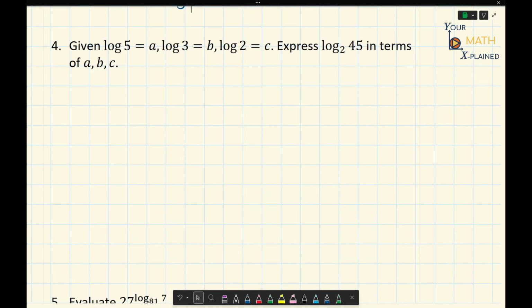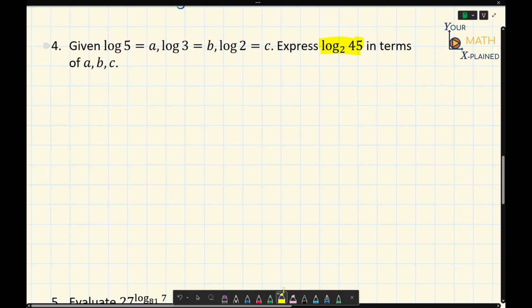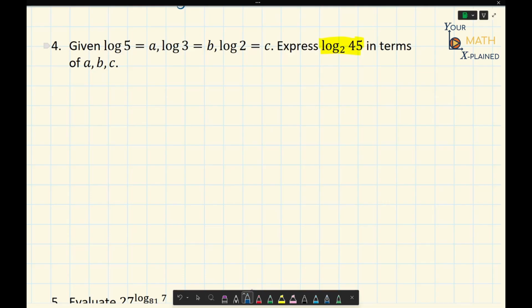So for this question, we're not asked to simplify or expand, but we're given that log 5 is equal to a, log 3 is equal to b, and log 2 is equal to c. And we want to express this expression here in terms of a, b, and c. So that kind of tells us that we want to rewrite this in terms of log 5, log 3, and log 2.